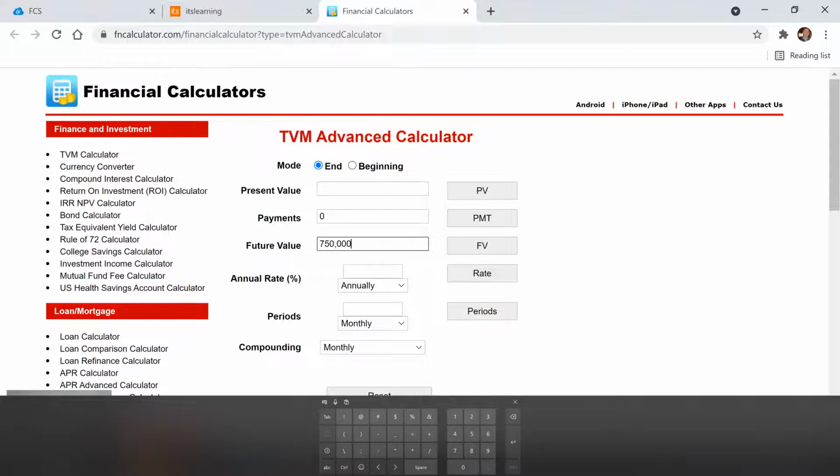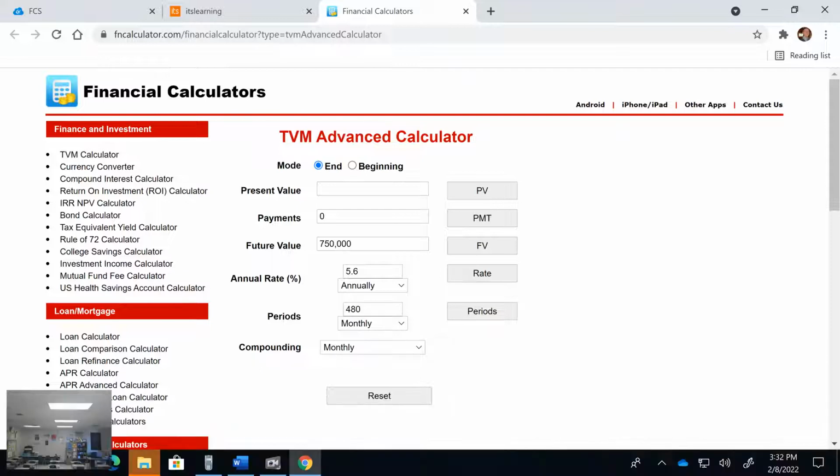So you just put that in. The annual interest rate for this problem was 5.6. So we've got that annual. The number of times that it's going to be compounded is 480. If you're wondering where that number came from, it was the 40 years times 12 months in the year, and we're compounding this monthly.